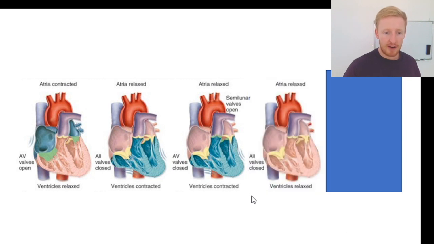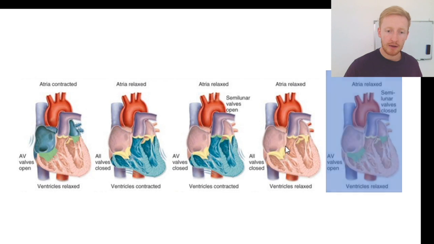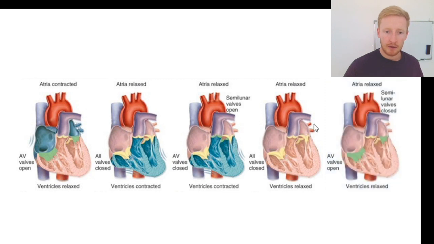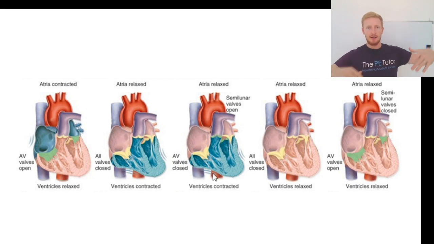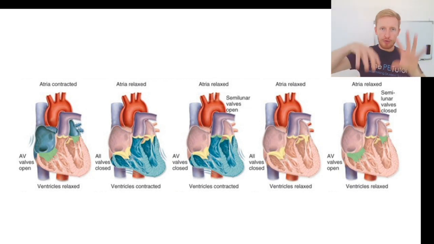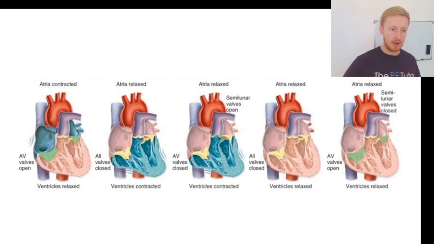At which point the ventricles then relax once again, and the atria above begin to fill again. Atria relaxed, and they're filling up. And these valves, you can see, are almost like doors, like gateways, allowing this blood to flow through at certain times.